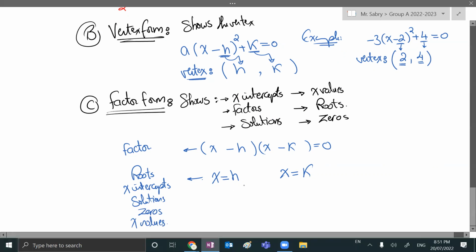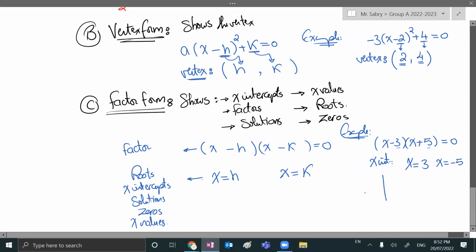So let's see, again, an example. Imagine you're given that the equation of one of the parabolas is written this way: (x - 3)(x + 5) = 0. You are asked to identify the x-intercepts of this function. What are the x-intercepts? They are these two numbers, but with the opposite signs. So it's x equals 3 and x equals negative 5.